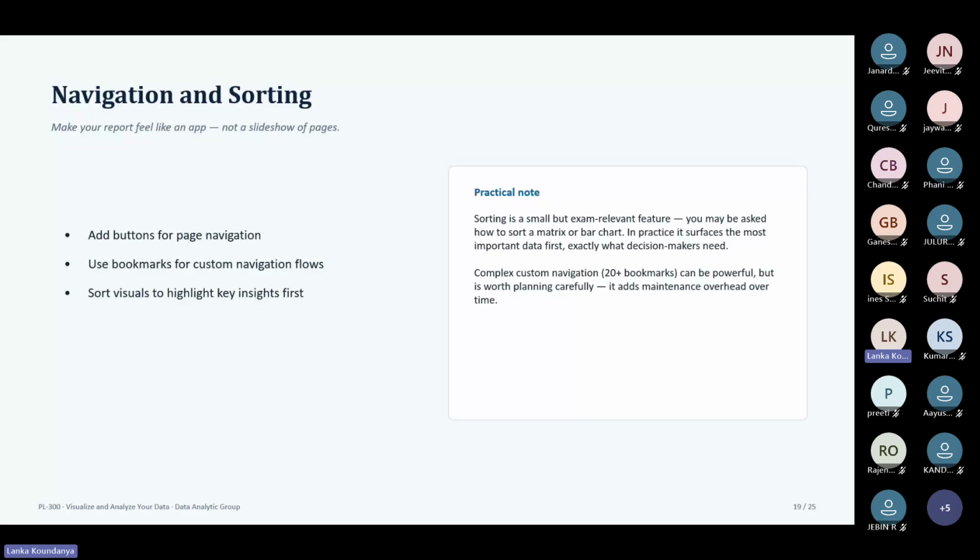And you should know how to sort visuals to highlight key insights first. They will provide practical examples, like when we are doing this report, it has to be sorted either ascending or descending. So those things also need to be there. If you understand the requirement clearly and what they ask, then based on that the sorting will be defined. So you have to see that when preparing for Power BI 300.